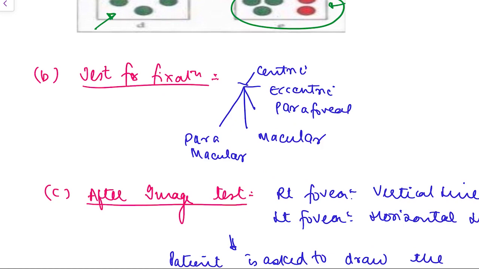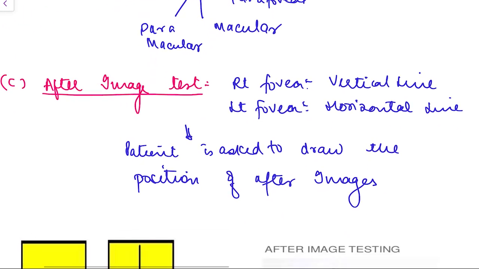Now the test of fixation. This test of fixation is done with the help of a visuoscope. The patient is asked to cover one eye and fix the star with the other eye. Now the fixation may be centric, eccentric, parafoveal, macular or paramacular, depending upon the pathology in the patient.